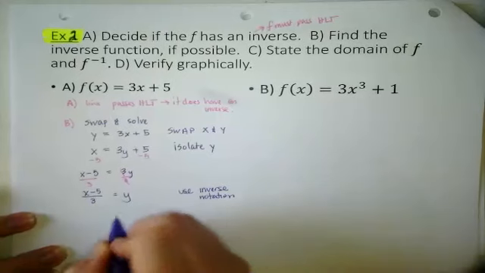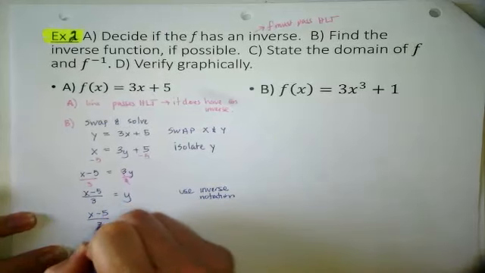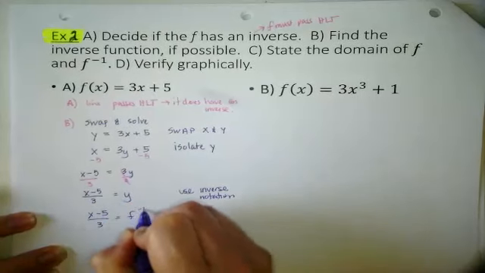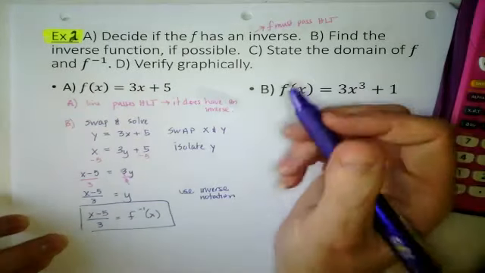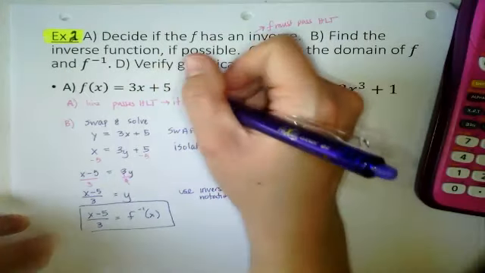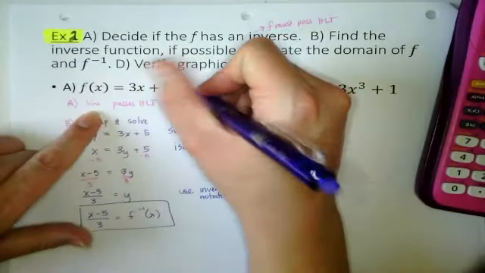All right, so we got y by itself. So now I'm just going to replace that with f inverse of x. Still in terms of x, but this is our inverse function. And we want to state the domain of f and f inverse. So this was a line. Since it was a line, the domain is from negative infinity to positive infinity, or x exists in the real numbers.